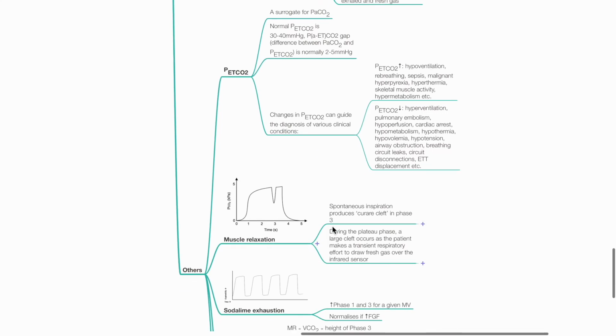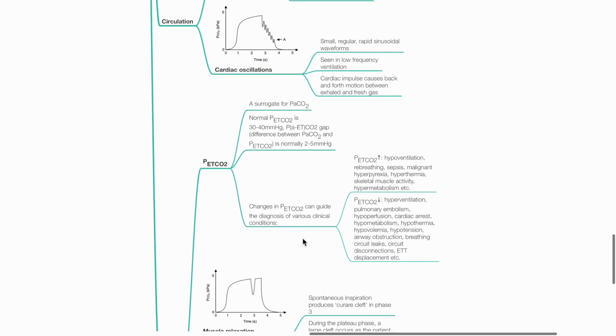Other information. EtCO2 is a surrogate for PaCO2. Normal EtCO2 is 30 to 40 mmHg, and normal PA-EtCO2 gap is 2 to 5 mmHg. Changes in EtCO2 can guide the diagnosis of various clinical conditions. EtCO2 is increased in hypoventilation, rebreathing, sepsis, MH, hyperthermia, skeletal muscle activity increase, and hypermetabolism.